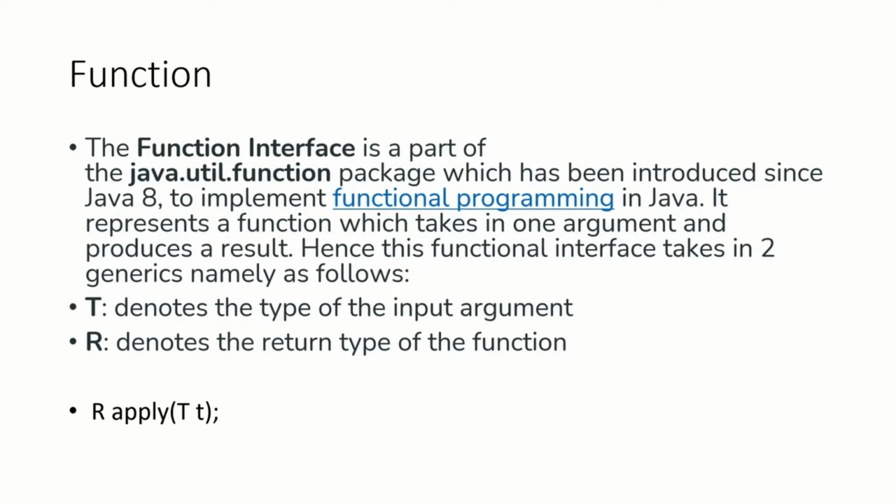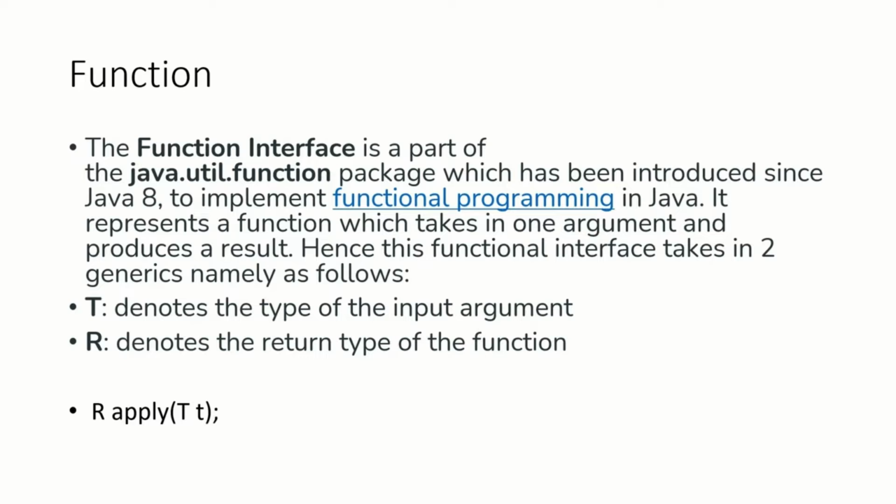This is one of the most important functional interfaces of Java 8, which is Function. The Function interface is a part of the java.util.function package, which has been introduced since Java 8 to implement functional programming in Java. It represents a function which takes in one argument and produces a result. Hence, this functional interface takes in two generics, namely T and R.